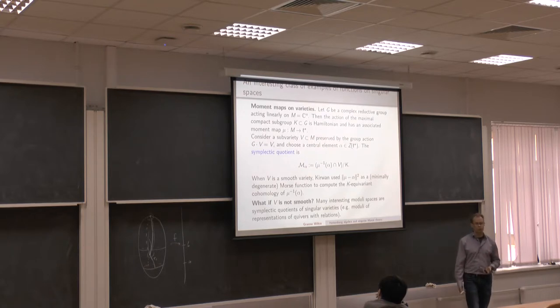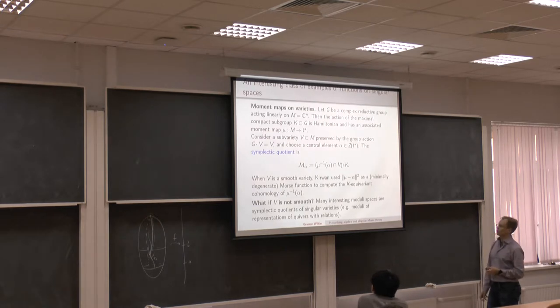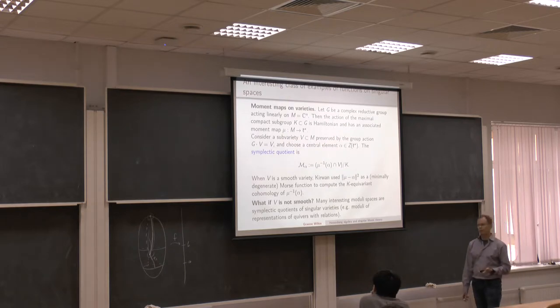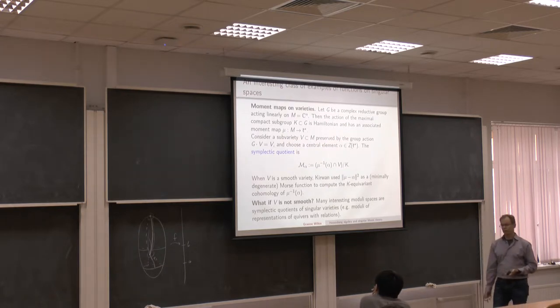There's a well-developed theory due to Kirwan to use Morse theory in this space. So this turns out to satisfy a generalized version of the main theorem of Morse theory that I explained before, and the Morse inequalities become equalities in this setting. So the question is, what if you don't have a smooth variety? What if it's a singular space?